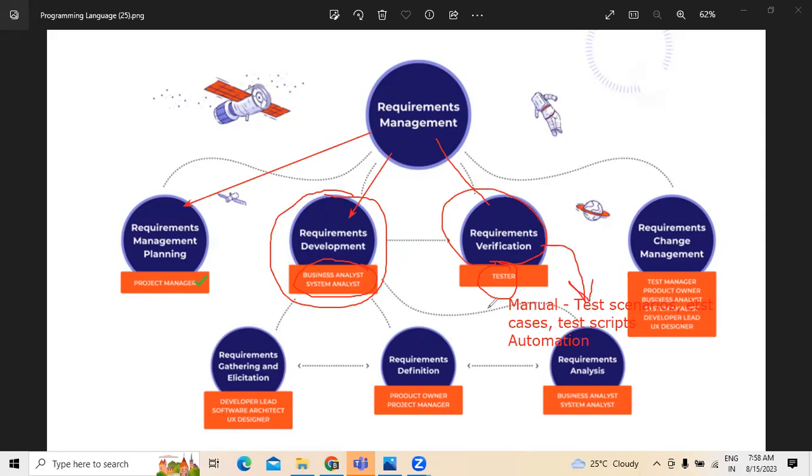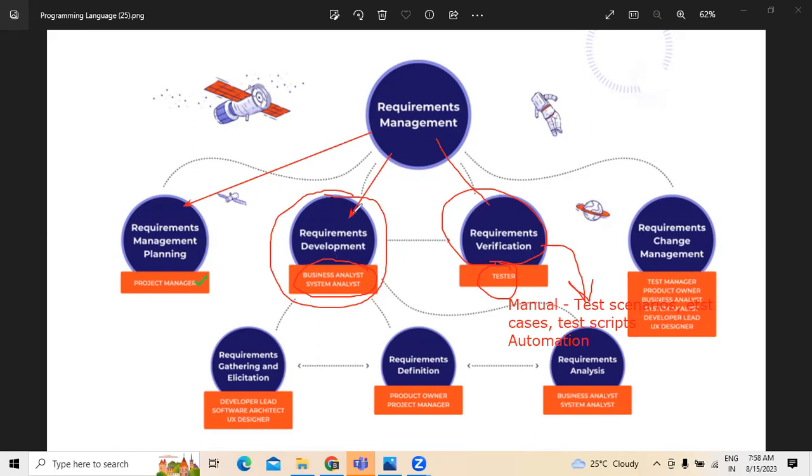Manual testing is the first thing, because whatever requirements were taken by the development team to work with, we must check whether they are as per the customer requirement or not. That requirements verification has to be done by the testing team. This is where it generally happens.